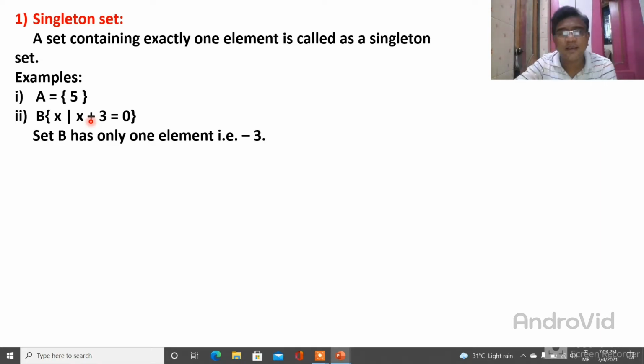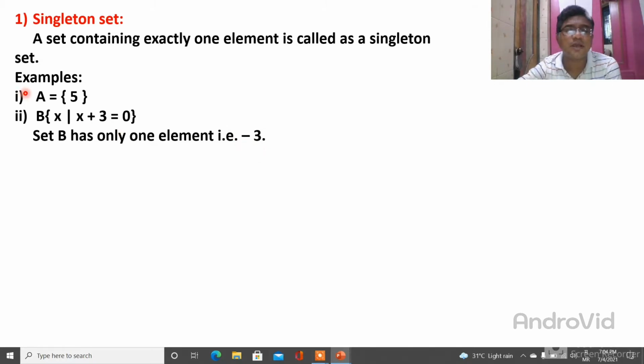See, B is the set of X such that X plus 3 is equal to 0. So this is plus 3, and the opposite of plus 3 is what? Minus 3. So why have we taken minus 3? Because when the numbers are the same but the signs are different, the answer you get is 0. So here it is plus 3, X is equal to minus 3, so I write here minus 3. Minus 3 plus 3 gives you 0. So here only one element is there, which is minus 3.